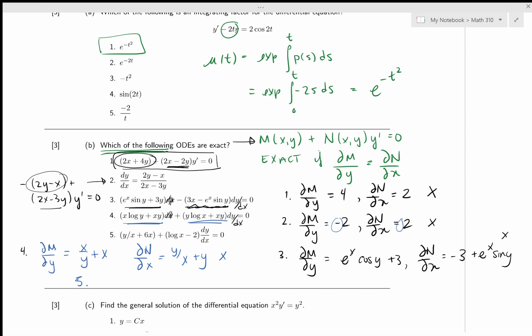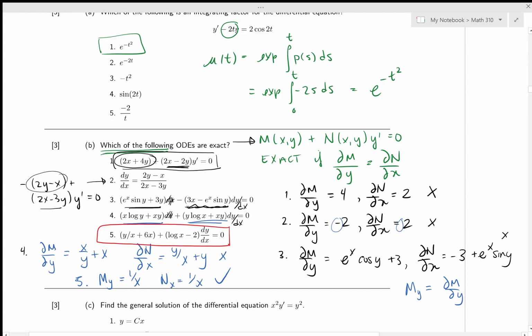Okay, so 5, I'm going to calculate the derivative of M with respect to y. I'll write it this way. Just to remind you, this notation MY means dM by dy. Okay, so I calculate that as 1 over x, and then I calculate NX, and that is 1 over x, and voila, that one is an exact equation. So I'm just going to indicate that in red. So there we go. Okay, so that one is exact.